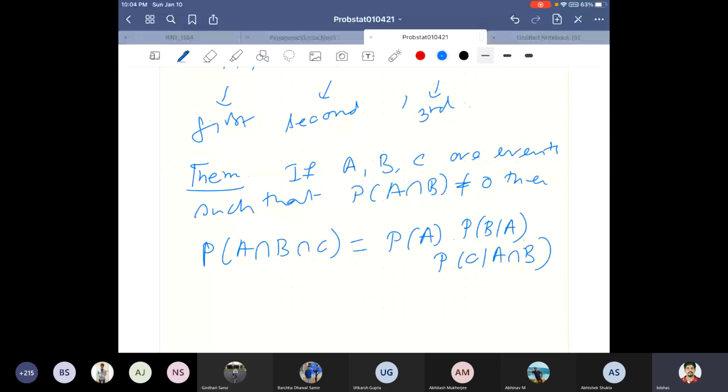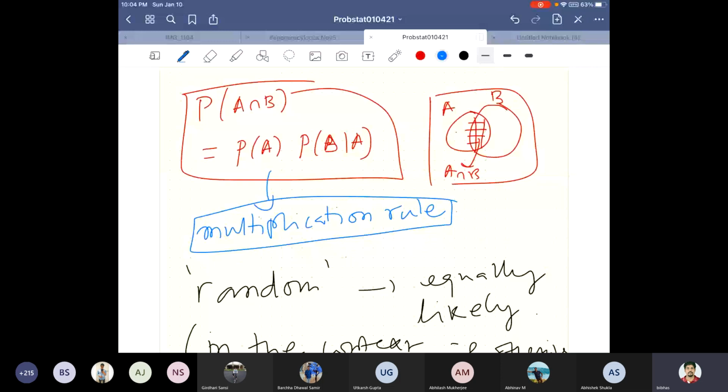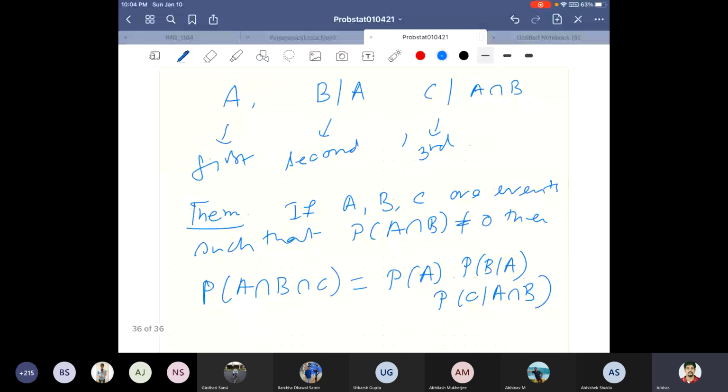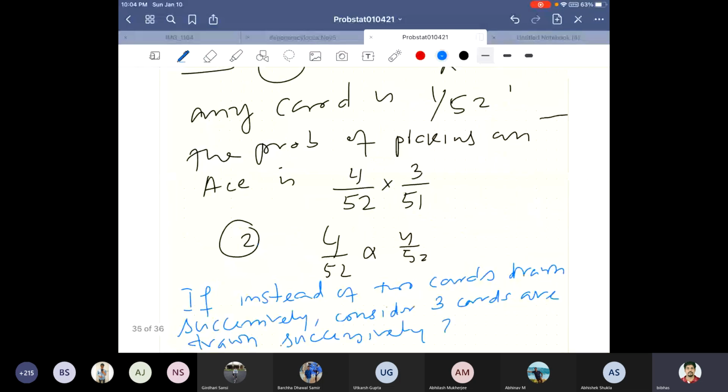It is just the extension of the previous multiplication rule, which comes from the definition of conditional probability. Here you had 2 events A and B. Now I can have 3 events, and then accordingly one extra term will get added here. So instead of 2 cards, if I draw 3 cards, then again I have to multiply without replacement. There will be another multiplication, which is 2 by 50, right? This will be again multiplied here.